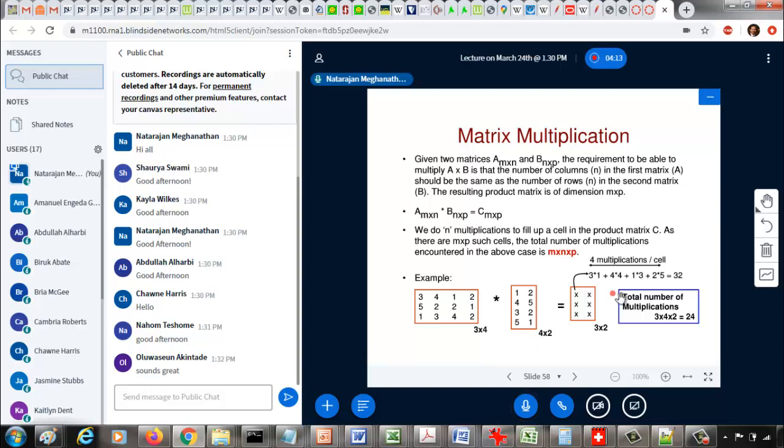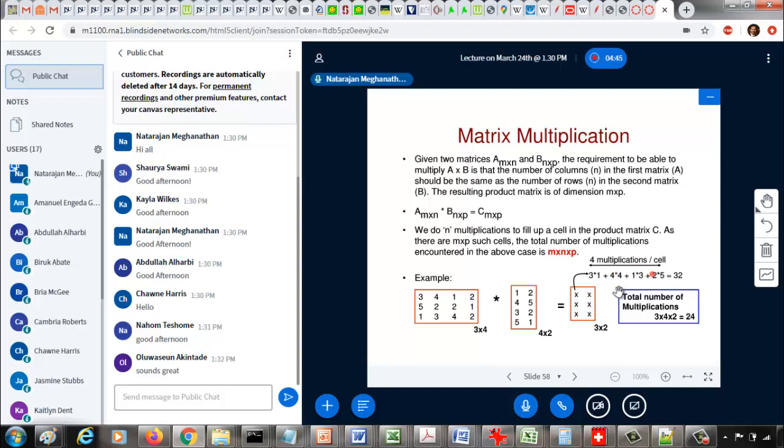Now what we are going to focus on is the number of multiplications we do to fill up each cell. To fill up this cell, we do what? 4 multiplications. Why? We multiply row 1 with column 1, so you do 3 times 1 plus 4 times 4 and so on. The number of multiplications we do to compute this cell is 4. Similarly, for each cell, we do 4 multiplications to compute that cell value.